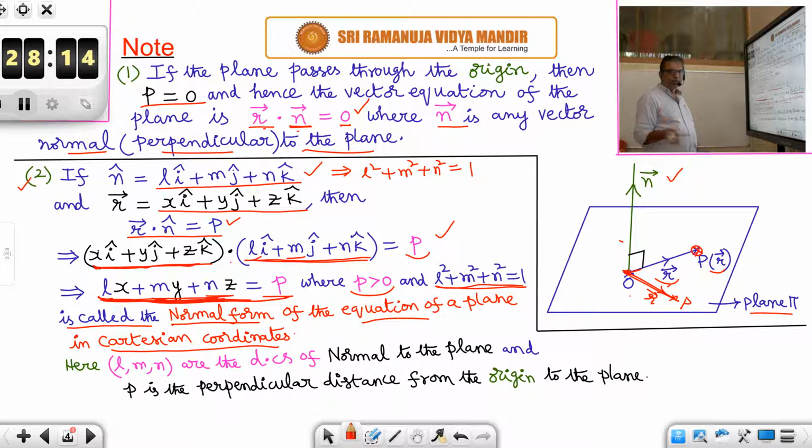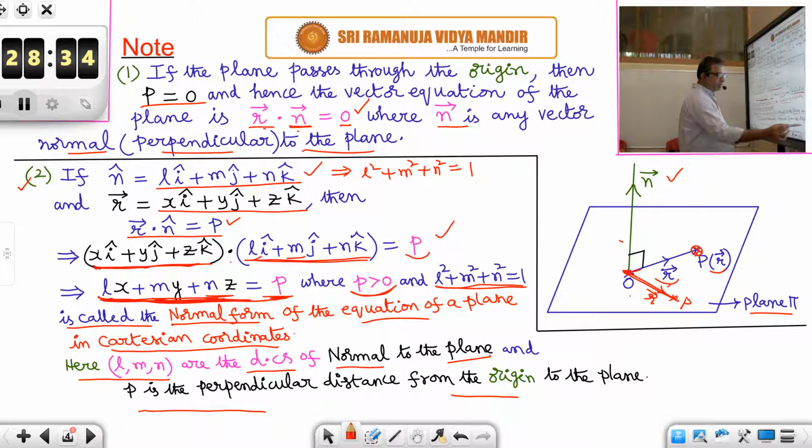Direction ratios are direction cosines of a vector perpendicular to the plane. And P is the perpendicular distance, and P must be positive. Okay. So, here L, M, N are the DCs I have written. L, M, N are the DCs of the normal to the plane, and P is the perpendicular distance from the origin to the plane. Okay.